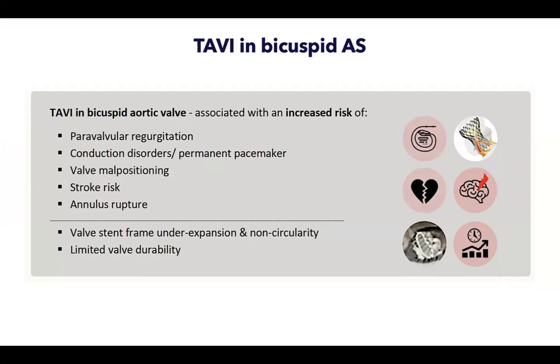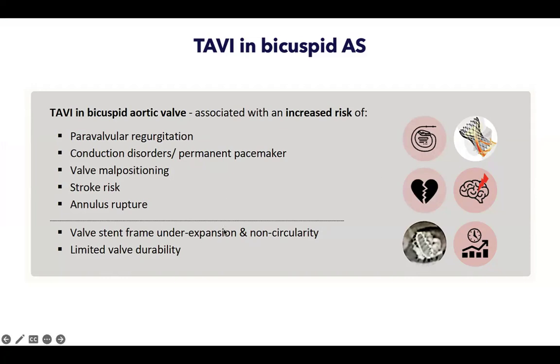So just to say, bicuspid cases are different. It is associated with higher risk of leak, of pacemaker, of valve malpositioning, stroke, especially with a lot of repositioning, more annulus rupture, especially with balloon expandable, if you're not careful with your balloon sizes and your sizing of your valve. But still, I think we learned to do really good TAVI and bicuspid with really great outcomes.